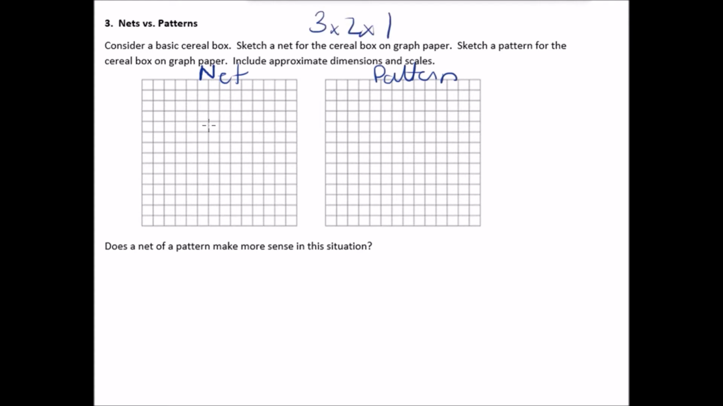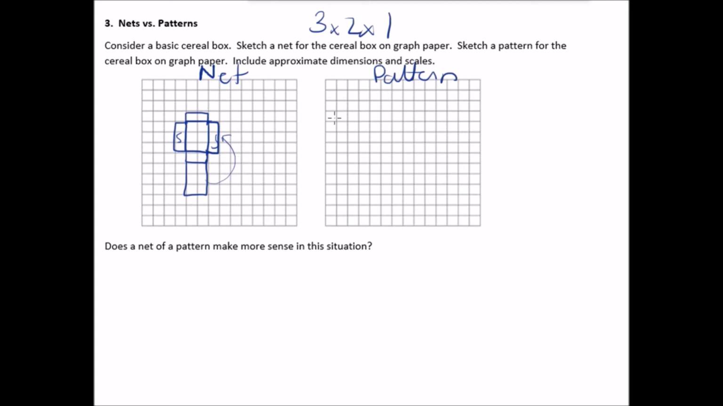So the net, 1, 2, 3, 1, 2. Yep. And the flaps are going to be smaller. And this is going to be the top, and this is going to be the bottom. And then the back is going to go 1, 2, 3, 1, 2. So this will flip all the way to the back, and this S will be the side and the side.